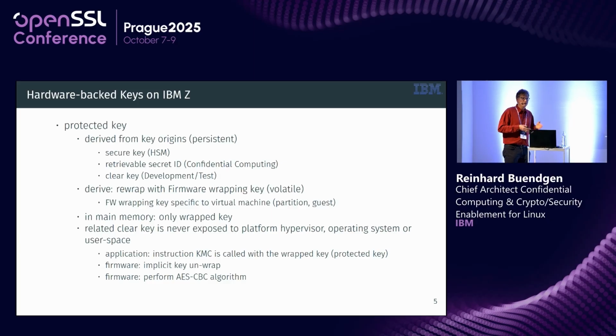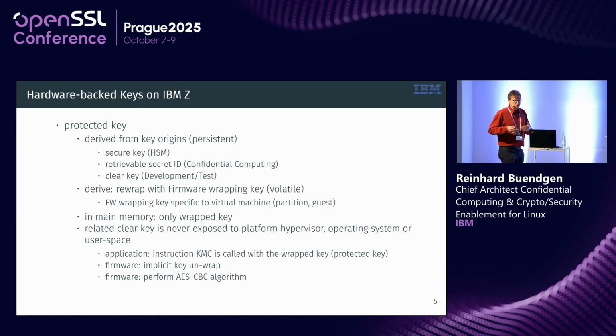each virtual server has its own wrapping key, meaning that wrapping key is different for different virtual servers on the same machine. And if you restart your machine, well, the second instance of maybe the same guest, of maybe the same workload, will get a new wrapping key. So protected keys are volatile in nature, and whenever you start using them, you have to have your origin at hand to first derive the protected keys.